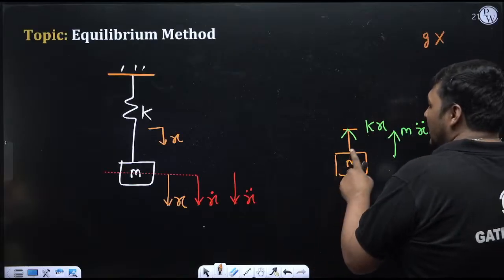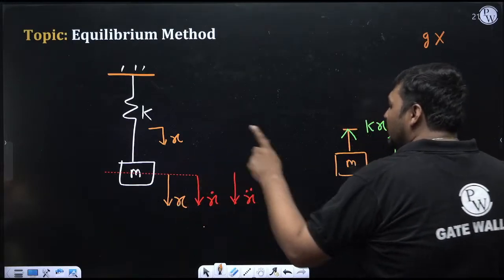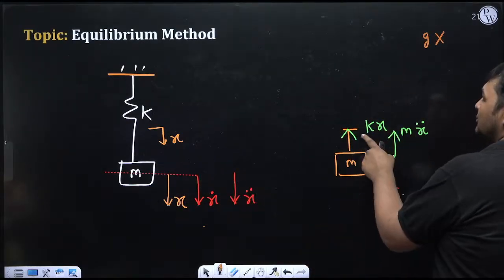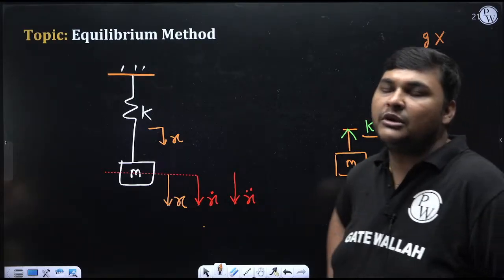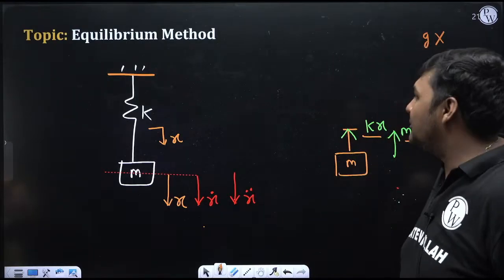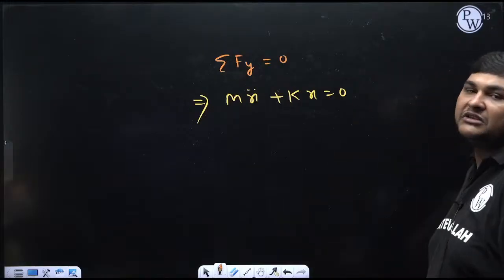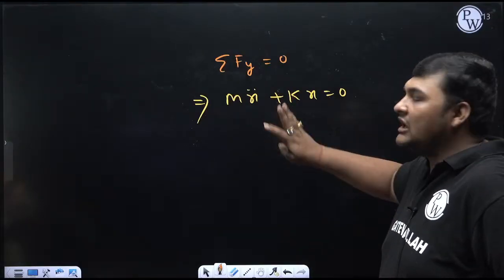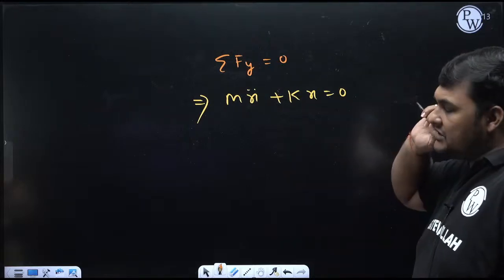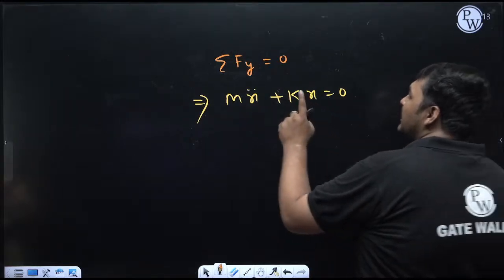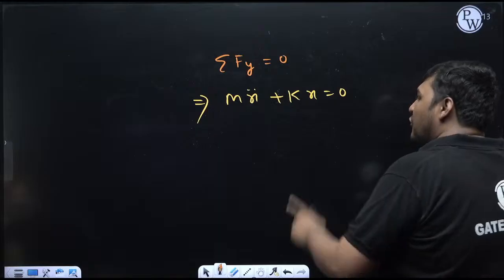I have drawn the FBD of this displaced position, in which I involve two types of forces: the restoring force and the inertial force. After involving the inertial force, we can say the net forces and moment in the system will be 0. Right now it is having translation motion, so I am using net force in the y direction equal to 0. We got this equation.